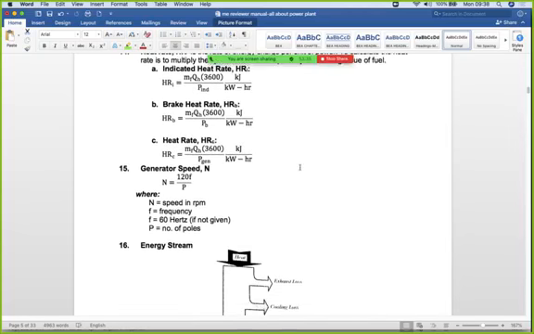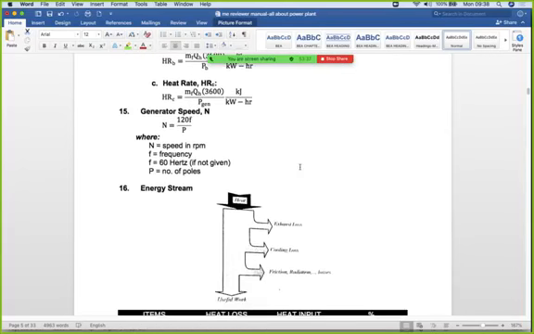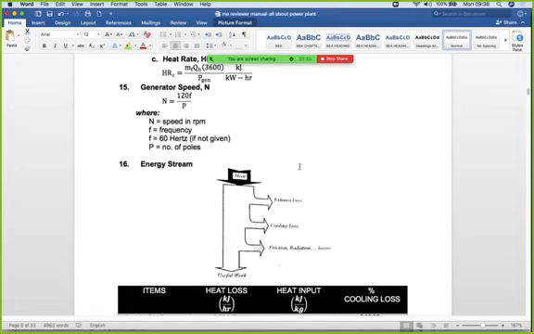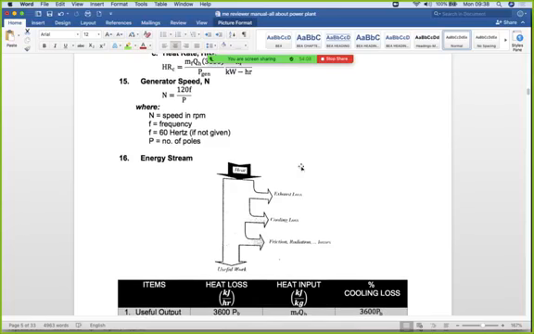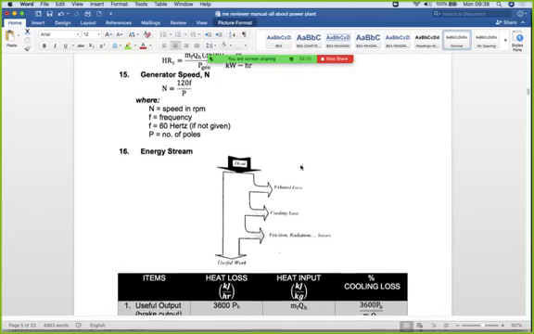So we have the generator speed. Oftentimes we always remember this: it is 120 times frequency over the number of poles. But if the poles are not given, you can assume 4 or 8. You can try to assume, and then whatever will be the answer, choose it among your best answers. So we have the energy stream.